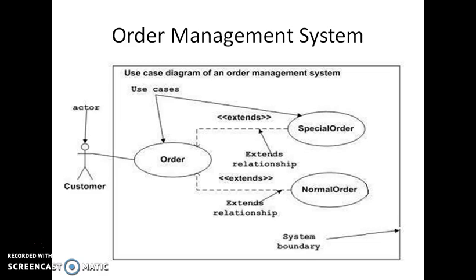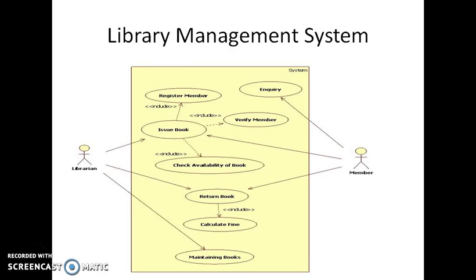Now let us see one more example, a library management system. In a library management system, two persons can interact with the system. One is the librarian and one is the member. That's why the librarian and the member are the two actors of the library management system. See the tasks that are related to the librarian. The very first is issue book, return book, and maintain book. Now issue book. The librarian is responsible for issuing a book.